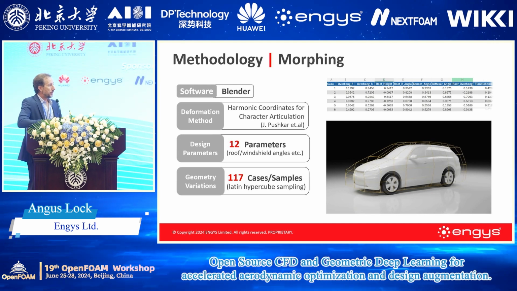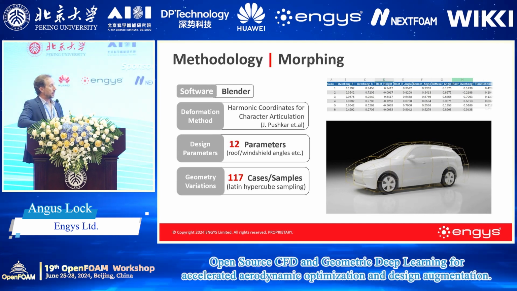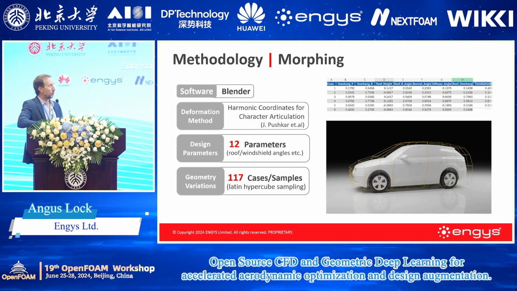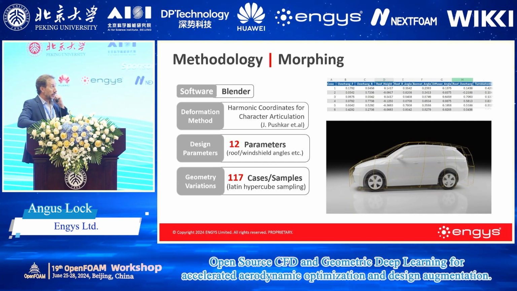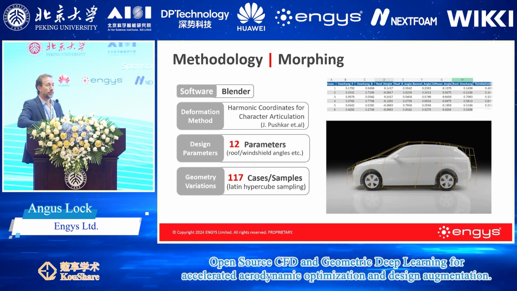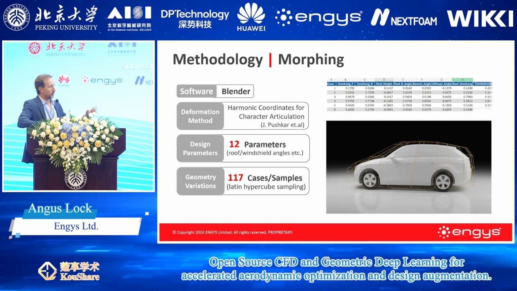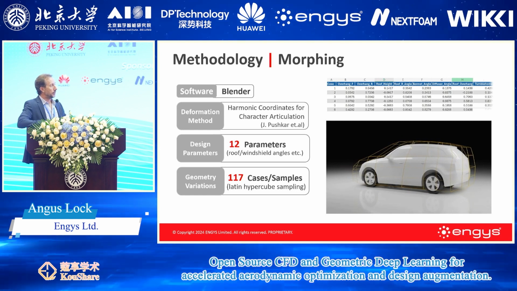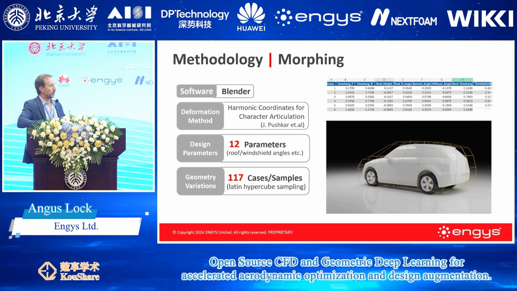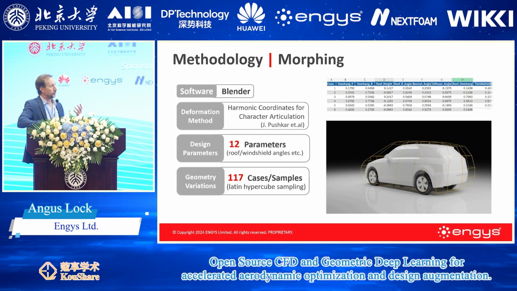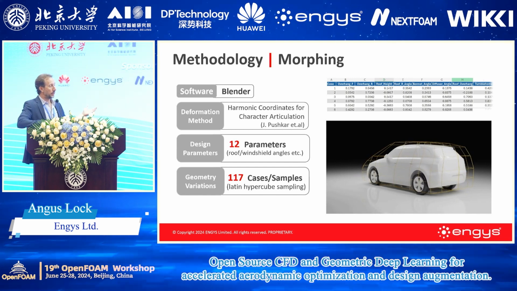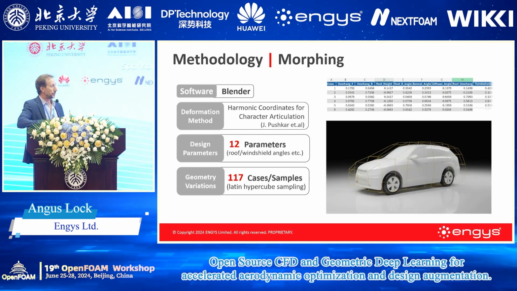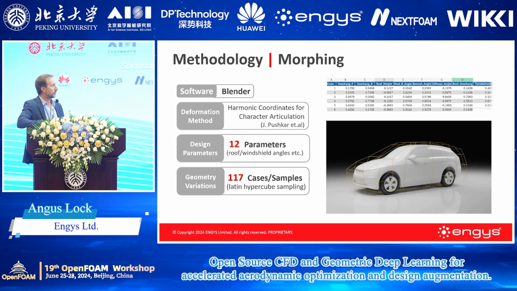So in terms of the specific methodology that we used for this case, we used another open source tool, Blender, to do the morphing. It uses a technique called harmonic coordinates for character articulation to actually map a simplified cage that's around the complex object to the complex object inside the cage. And then we use a number of parameters on the cage that allow us to explore a design space, as you can see in the animation in the bottom right-hand side.